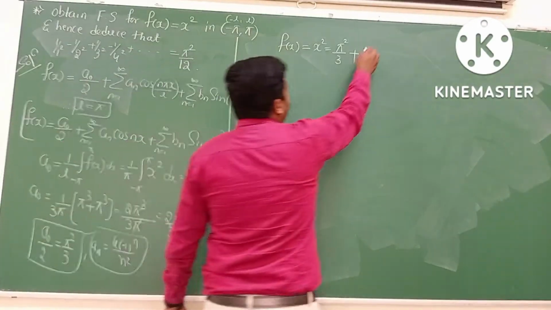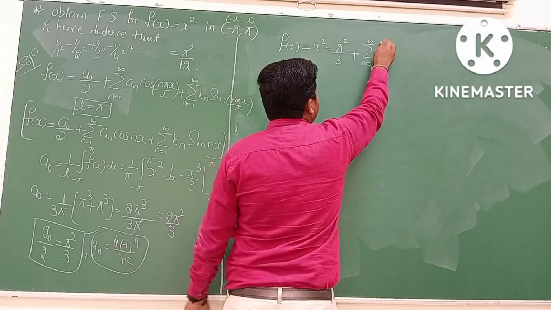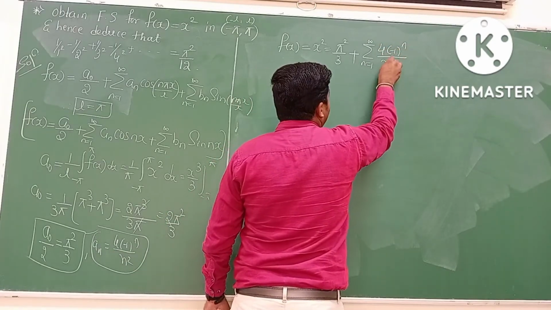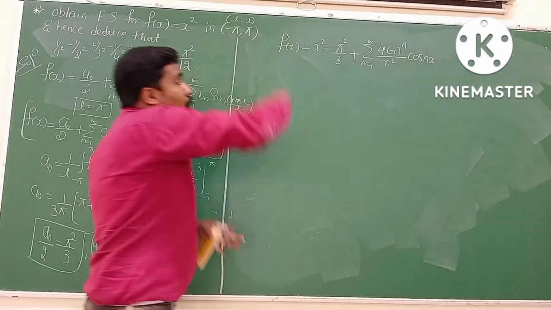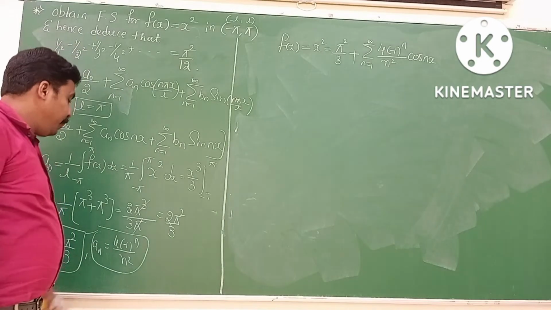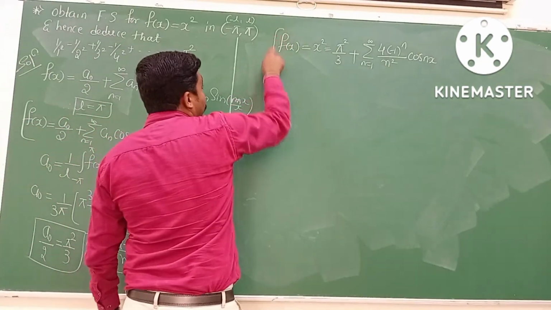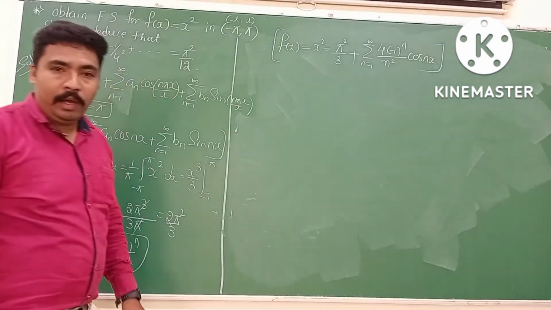summation n equal to 1 to infinity, an value is 4 into minus 1 power n divided by n square cos nx. And no need to write bn into something. Why? Because bn is 0. We got it. So this is our required Fourier series expansion for the given function x square.